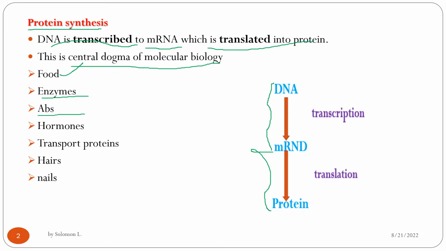Antibodies are proteins. There are hormones that are proteins, and there are proteins used as transport mechanisms, known as transport proteins. Our hair and nails are also made up of proteins. So all proteins found in our body are formed through this central dogma of molecular biology. That means DNA is transcribed into messenger RNA, then messenger RNA is translated into protein.